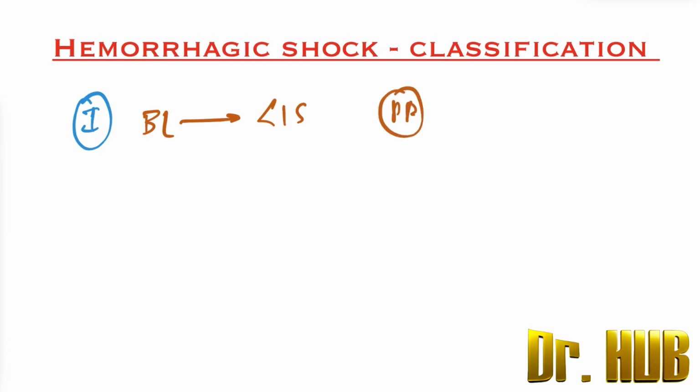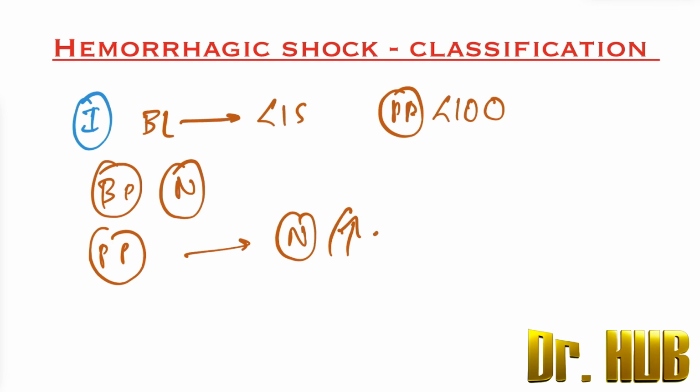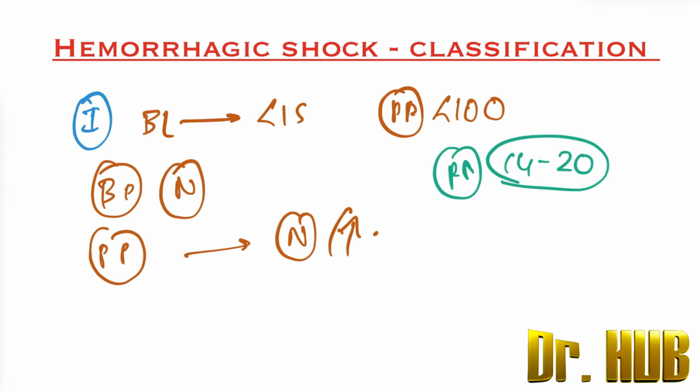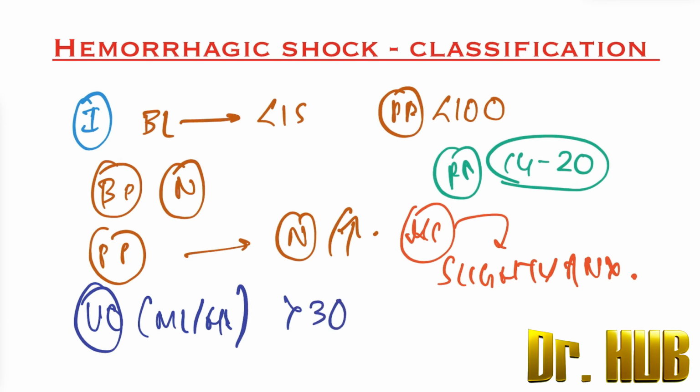So how is the pulse rate? Pulse rate continues to be less than 100. When you look at the BP, it remains normal. The pulse pressure may be normal or increased. The respiratory rate is about 14 to 20. Looking at the mental status in class 1, it is slightly anxious. And the urinary output, in ml per hour, is greater than 30.